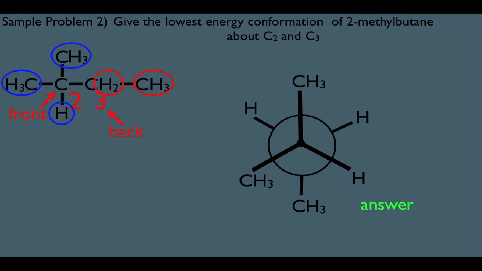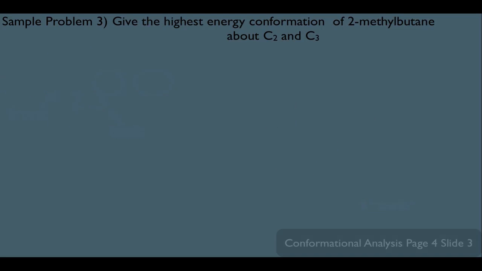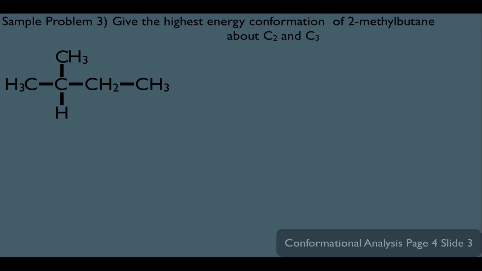Now let's look at another conformational analysis problem. This one says, now give the highest energy conformation of 2-methylbutane about C2 and C3. So again, the correct steps that we would go through here is we would generate a rough sketch of the molecule here. Here is our 2-methylbutane, and we want to focus on carbons 2 and 3, so this would be carbon 2 in the front, and carbon 3 right here will be in the back. So we're ready for our Newman projection.